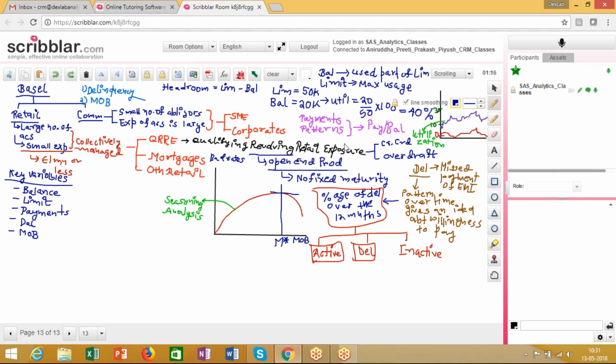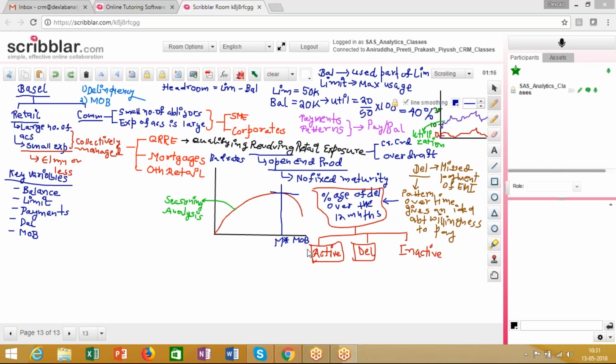So I'll just take this question up first and then carry on. So Akash is asking, is seasoning analysis done on every account to check whether an account is seasoned or unseasoned? No, Akash. This is done on a month on books basis, right?